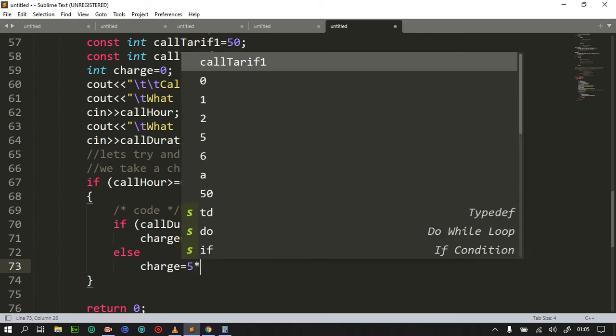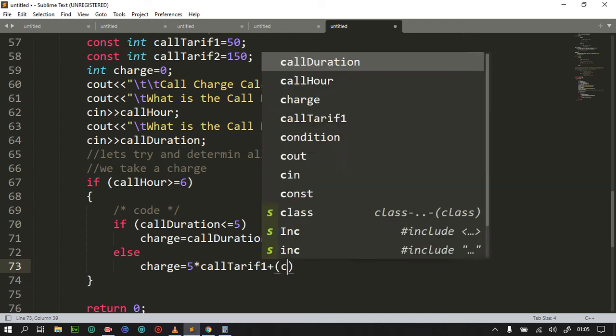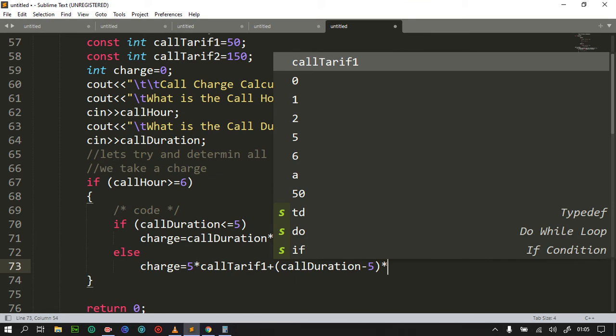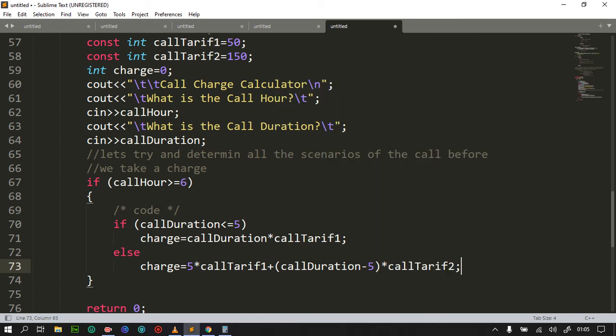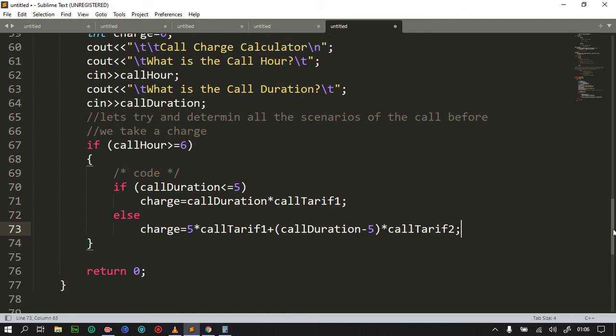so times call tariff 1, which is a constant, then plus call duration minus the one that we have here, the one that we are basing on, then times tariff 2. Okay, wow, so we are hoping it is really working. So what is going to happen? So that will be charge.